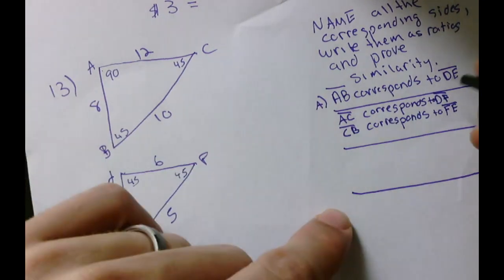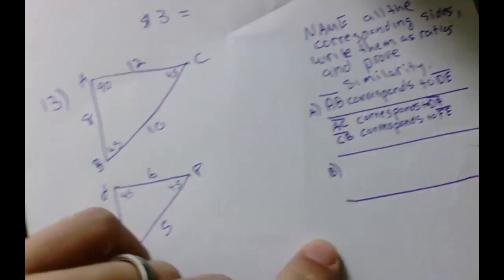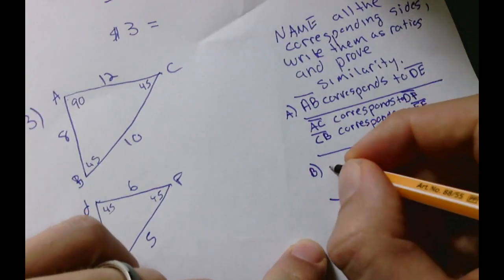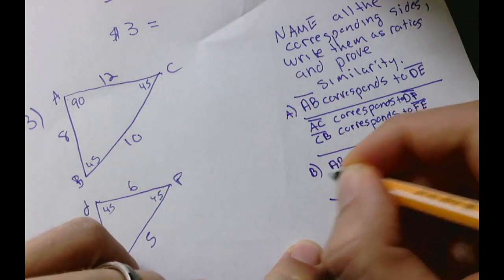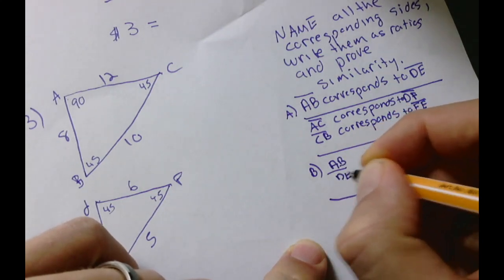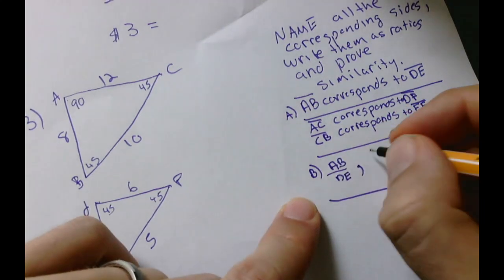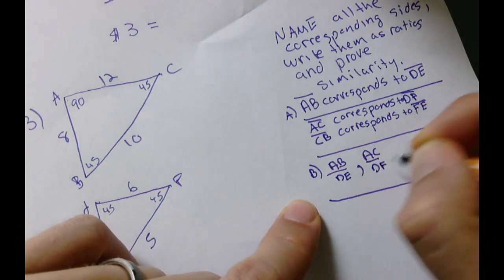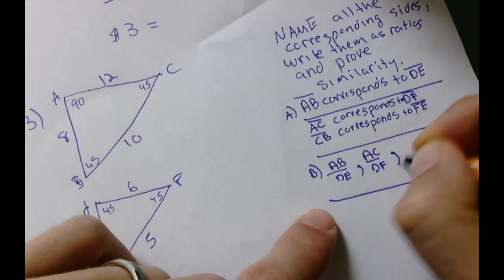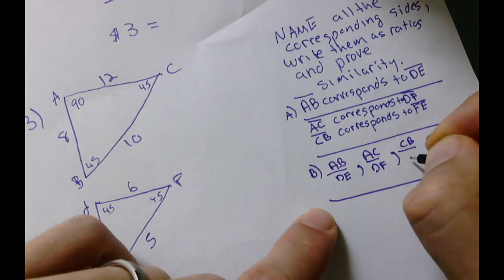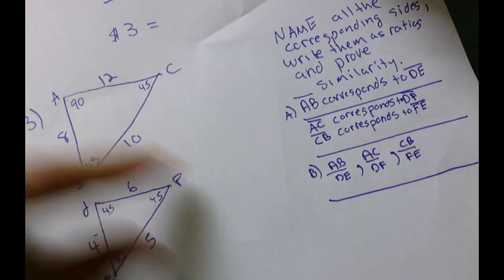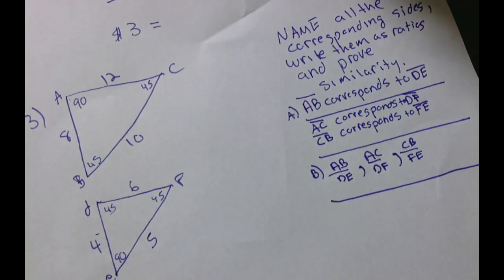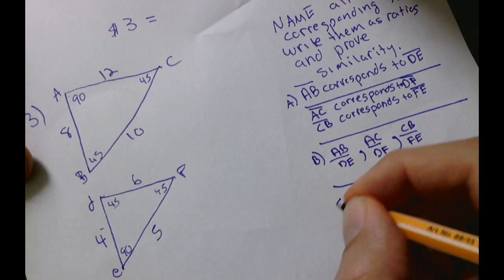Now we want to write those as ratios, so we'll just say this is part B here. So we're going to just write those on top of each other. AB corresponds with DE, and then we have AC corresponds with DF, and we have CB corresponds with FE. Okay, so now we've written all of our different sides here, so we can go ahead and write the numbers in for our part C now.